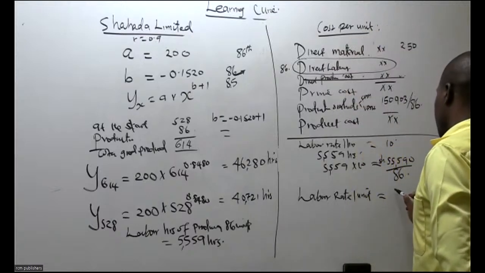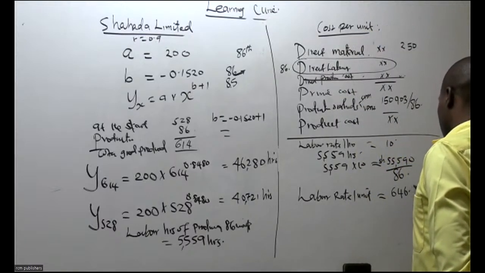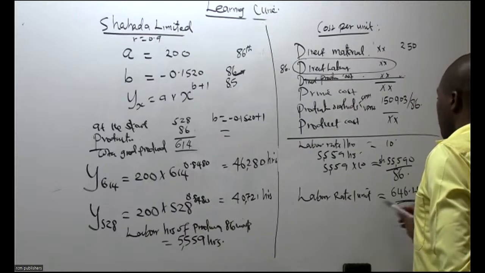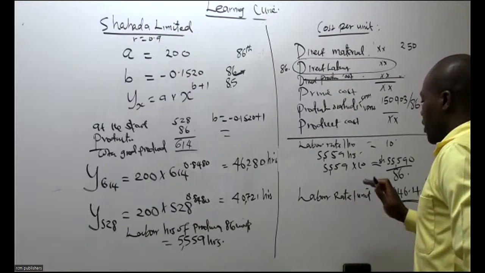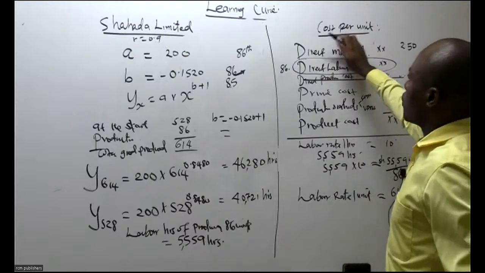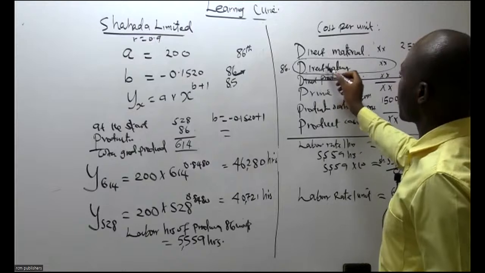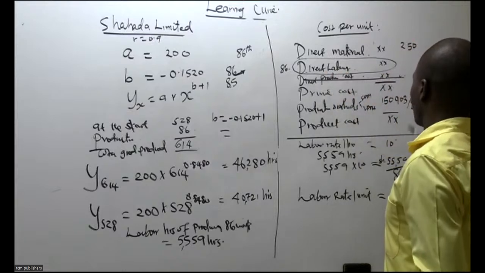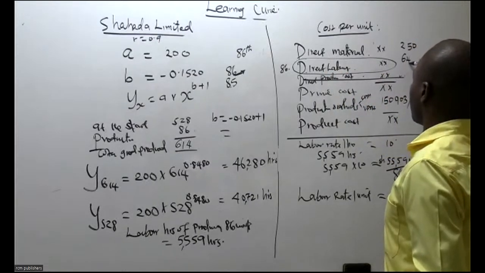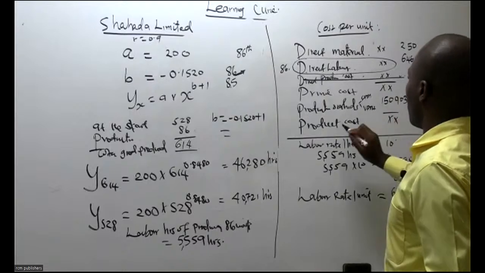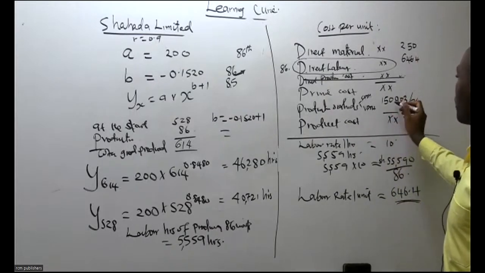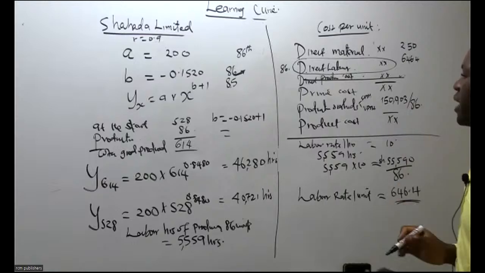646.4 maybe. 646.4. That is the labor cost per unit. So you are lacking direct labor cost per unit, which we've been able to calculate as 646.4. How about this, you are to give me this: 15903 divided by 86.